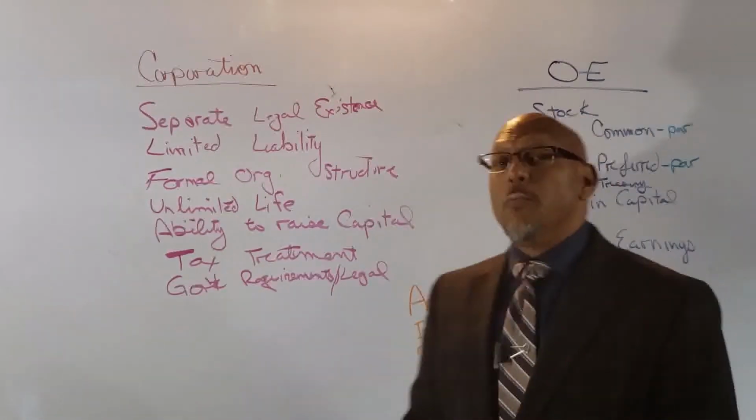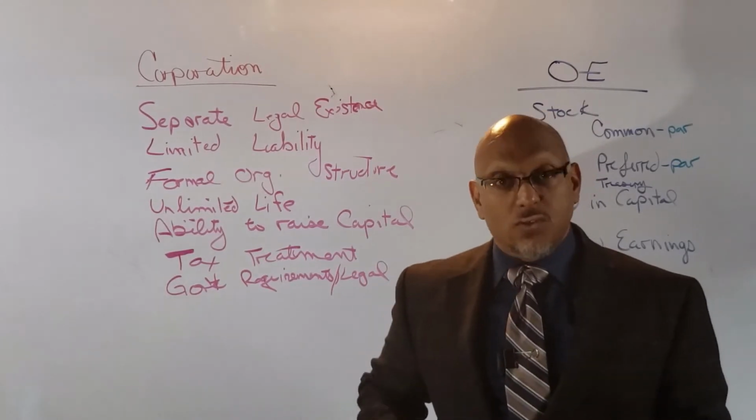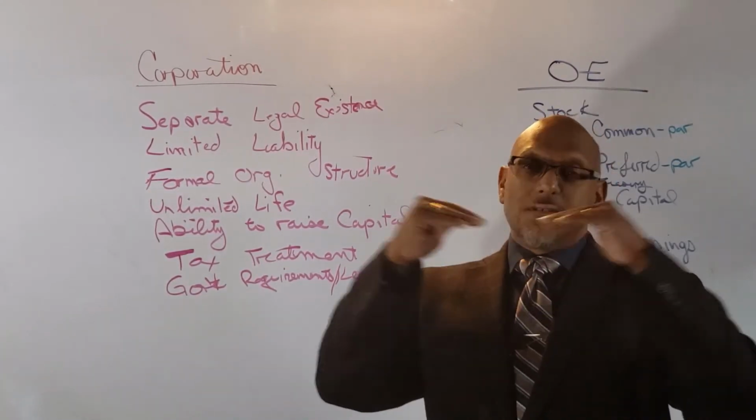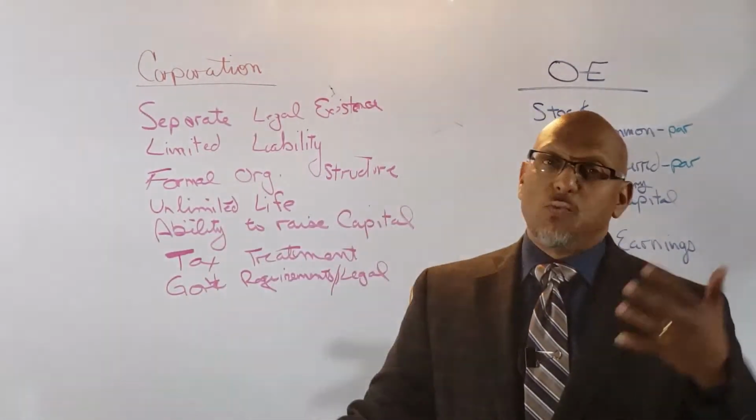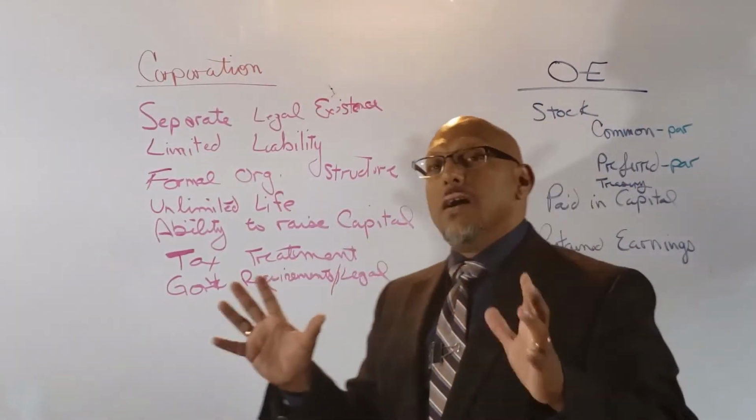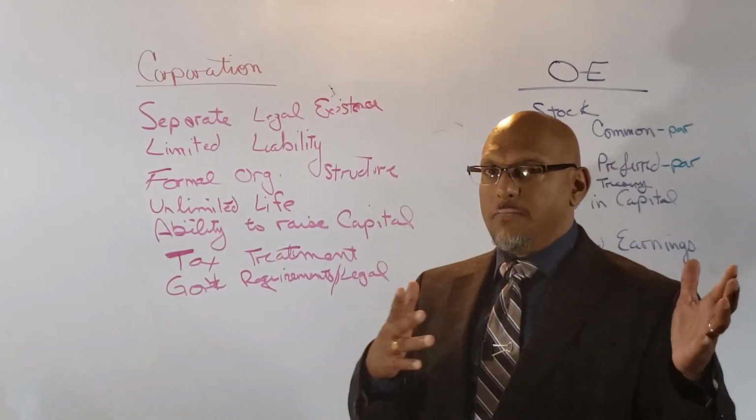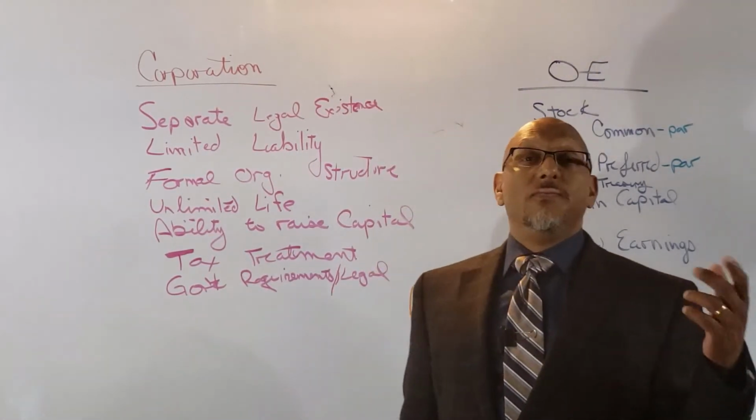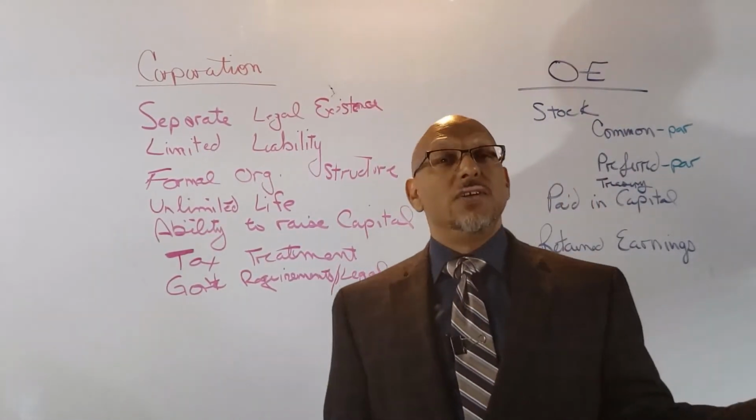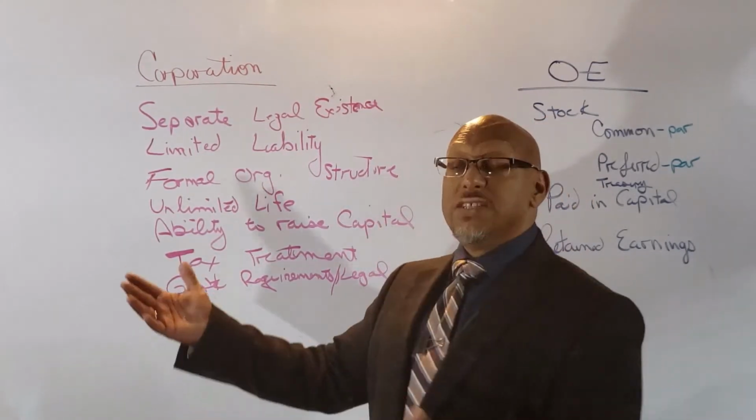In a corporation, especially C corporations, there's a formal organizational chart. There is a CEO, there's C-levels, EVPs, VPs, managers, supervisors, line people. There's a formal organization of the corporation. It has an unlimited life. Ford, like I just said, is over 100 years old, and it could continue.